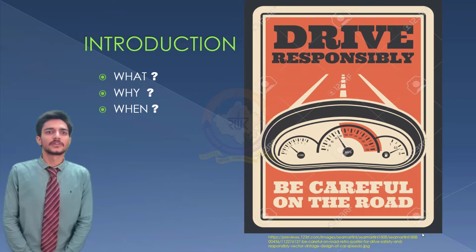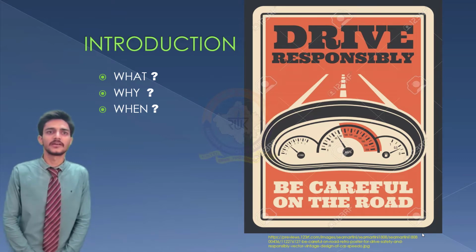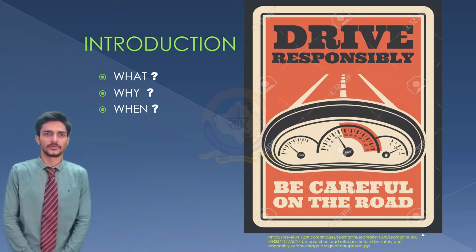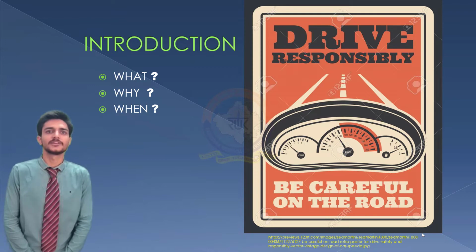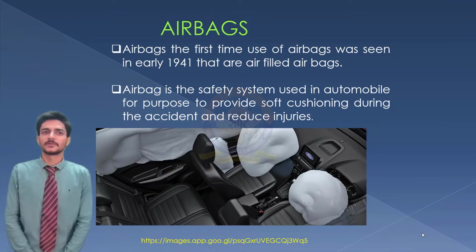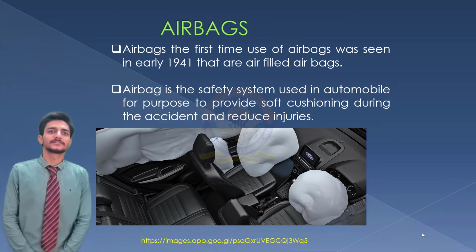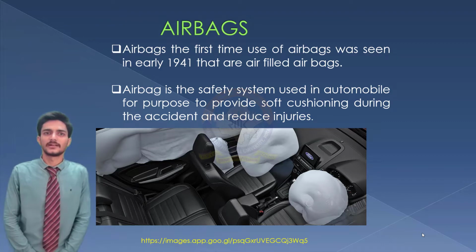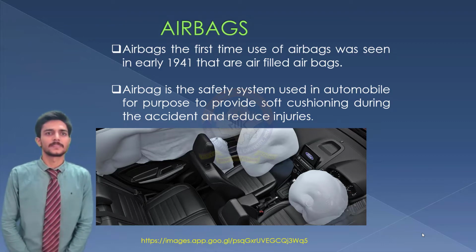One of the first formal academic studies into improving vehicle safety was by the Cornell Aeronautical Laboratory of Buffalo, New York. The main conclusion of their extensive report is the crucial importance of seat belts and padded dashboards. Now, the first safety feature is airbags. The first use of airbags was seen in the early 1941, and that year they were air-filled airbags.